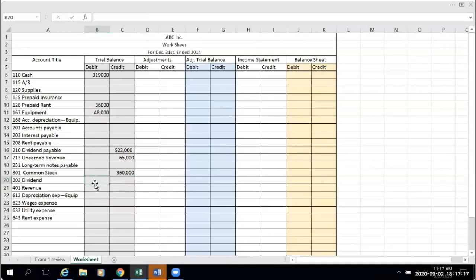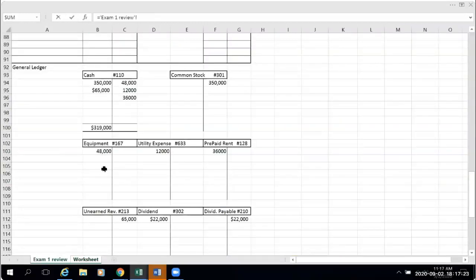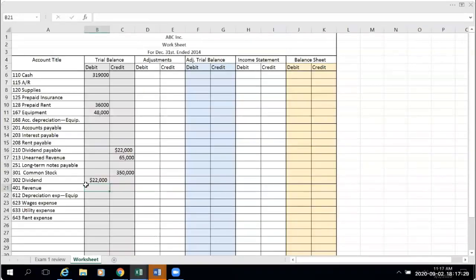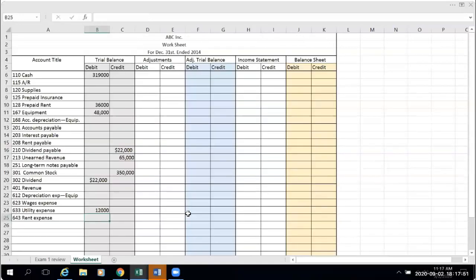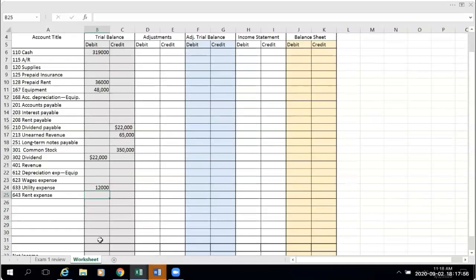Dividend, it's on the debit side, normal balance. So equals to, go to dividend on the debit side, enter. Revenue, we don't have any. Depreciation expense, we don't have any. Wage expense, we don't have. Utility expense, I remember. Normal balance for any expense is debit. So go to the debit side, equals to, go to the ledger, and utility expense right there. You see it's on the debit side. There you go. And rent expense, we don't have anything yet. So far, so good.